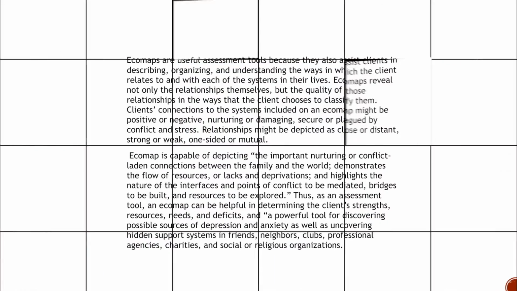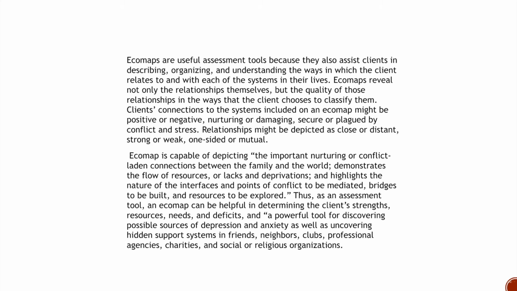You may be sitting there asking, why use an eco map? Well, eco maps are useful assessment tools because they also assist clients in describing, organizing, and understanding the ways in which the client relates to and with each of the systems in their lives. Eco maps reveal not only the relationships themselves, but the quality of those relationships and the ways that the client chooses to classify them.